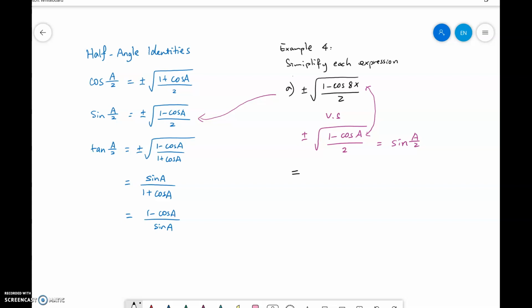By the way, my purple part is going to be my scratch work. My black one is the actual work. So I can simplify the expression by replacing A with 8x. And then the expression becomes sine of 8x over 2. Simplifying it, we get sine of 4x.